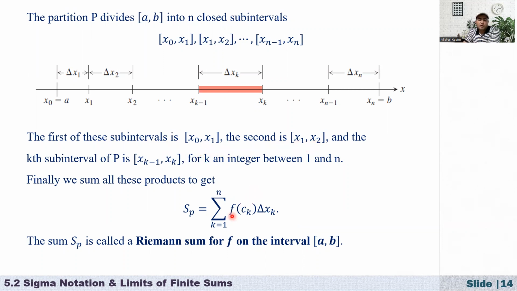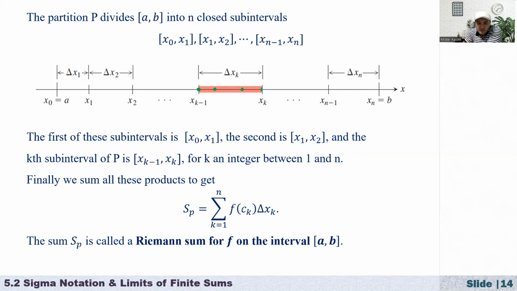Now we are going to choose a point from the kth interval, x sub k minus 1 to x sub k. I can choose any point lying in this interval. Maybe you choose x sub k minus 1, or this point, or this point. It doesn't matter. What is important is that the point belongs to this subinterval.